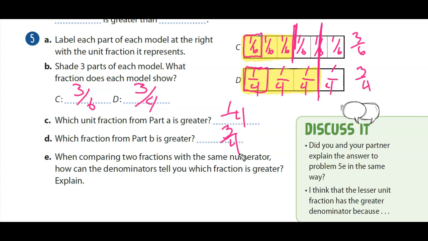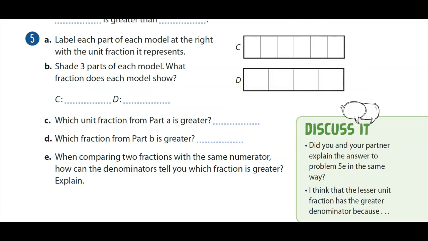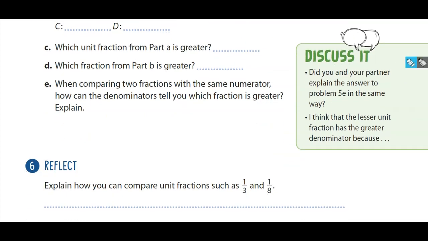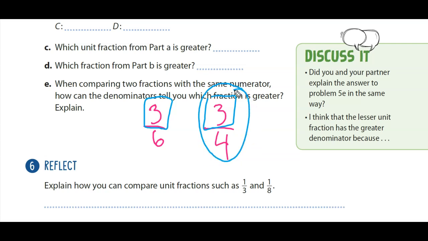When comparing two fractions with the same numerator, how can the denominators tell you which fraction is greater? For example, look, we had 3/6, correct? We had 3/6, and then we have 3/4, right? My numerators are the same. How do I know which fraction is greater? By the smaller denominator, right? Which one has the smaller denominator? This one does. So that means 3/4 is greater than 3/6.